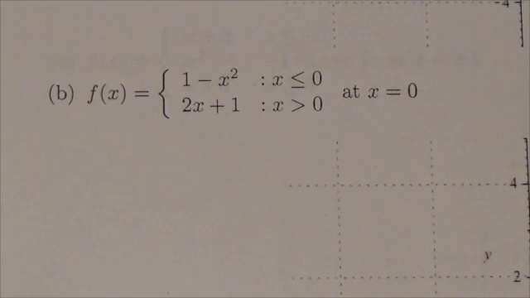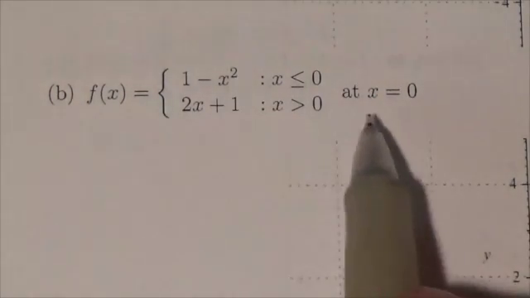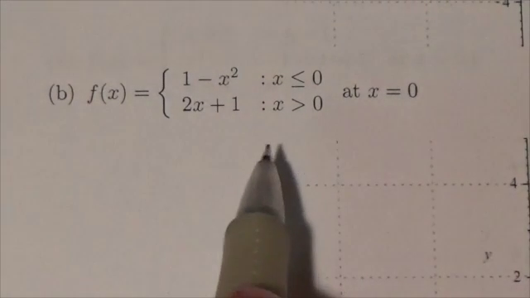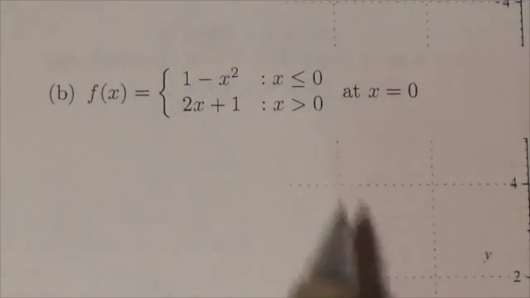All right, hi everybody. This is the Math 31 Limits Review. We're looking at question 3b. What we need to do is sketch this piecewise function and then discuss continuity at x equals 0. Okay, so we've got 1 minus x squared, 2x plus 1. And then we're piecing them together when x is equal to 0.